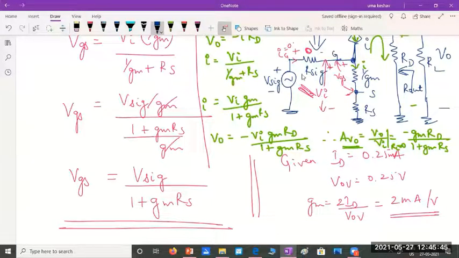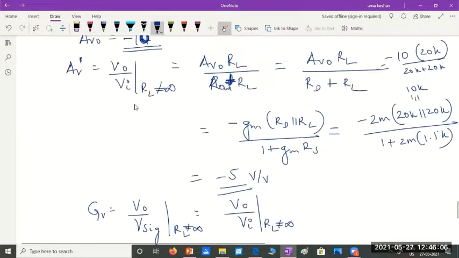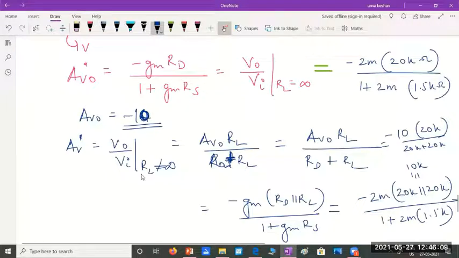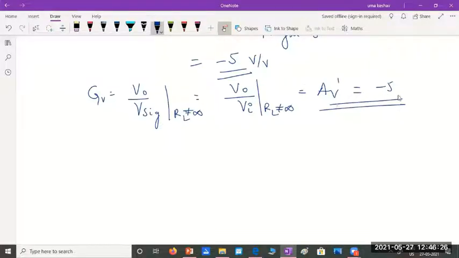Here V sig and Vi are the same because there is no voltage drop across this resistance R sig. No current flows here. Ig is 0. So no voltage drop. Vi and the signal generator voltage are the same. We have already considered the ratio V0 by Vi when RL is not infinity, which is AV dash. So GV will be equal to AV dash, as you have mentioned, Aishwarya. So this will remain as minus 5. You can write volt per volt or just leave it.